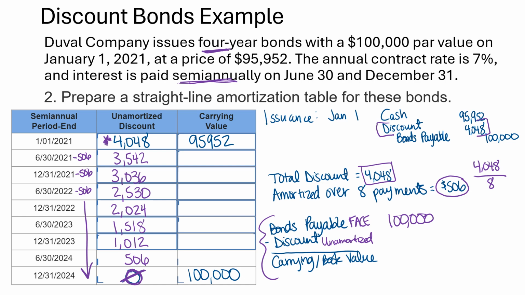So how did we get this here? Well, we know that it's because that's how much cash was paid, so that was the book value to begin with. But if we didn't know that, or if you want another way to calculate that initial carrying value, you simply take the $100,000 face value minus the unamortized discount, which at that point was 4,048. And that will give you a carrying value of 95,952.